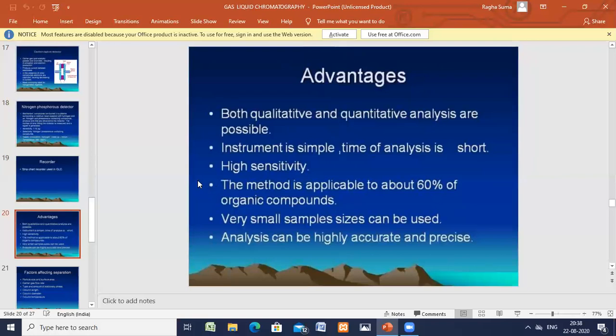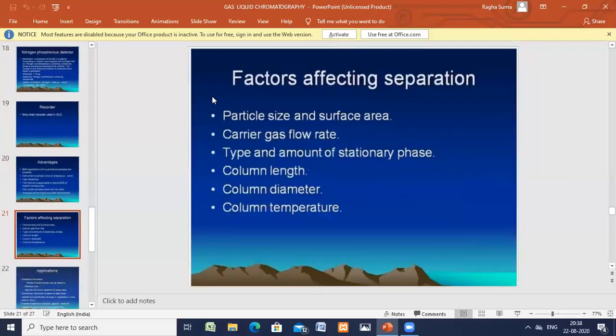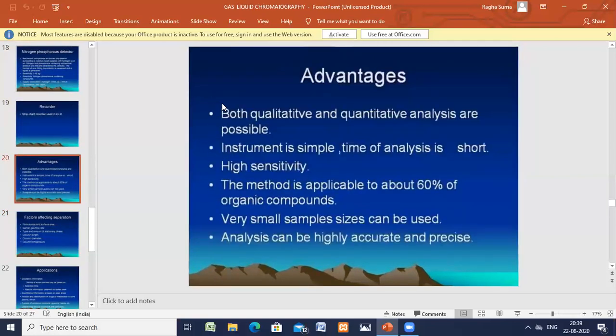Now, applications we'll see. Later on, advantages we'll see. First, the advantages: it is used in qualitative and quantitative analysis. The instrument is simple and the analysis time is short. High sensitivity is there and it is high speed. The method is applicable for about 60% of the organic compounds. Very small sample sizes can be used. Analysis can be highly accurate and precise.